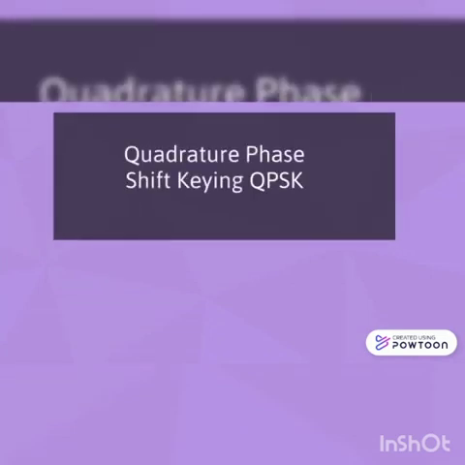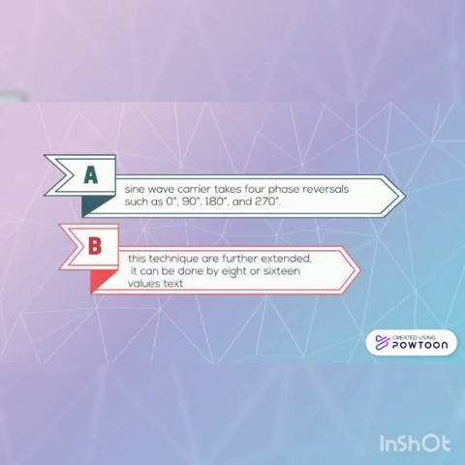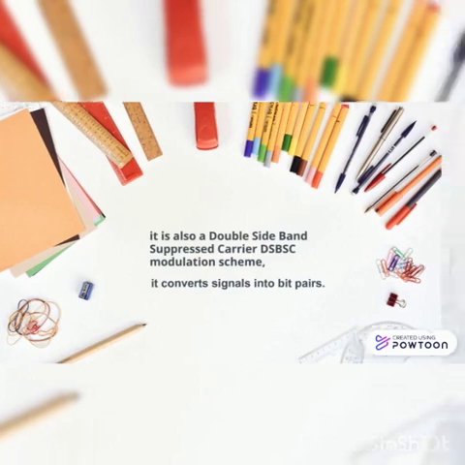Quadrature phase shift keying, QPSK. The sine wave carrier takes 4 phases. These techniques are further extended and can be done by 8 or 16 value phases. It is also a double-sideband suppressed carrier modulation scheme. It converts the signal in 2-bit pairs.